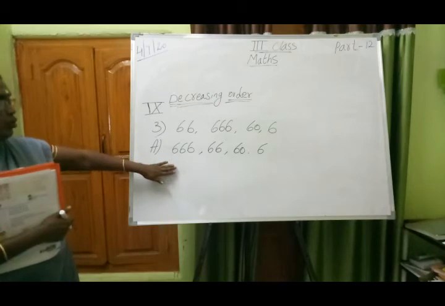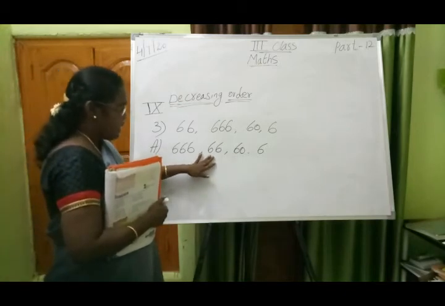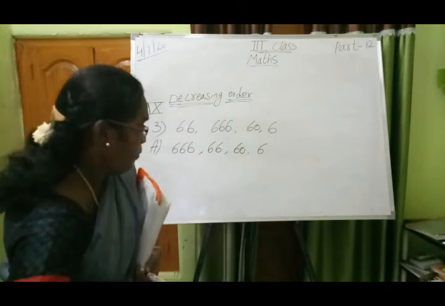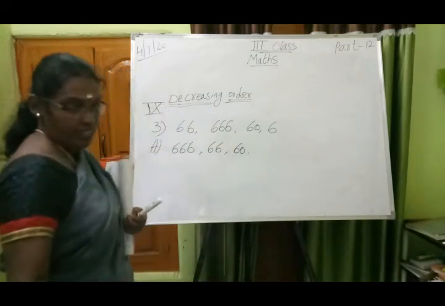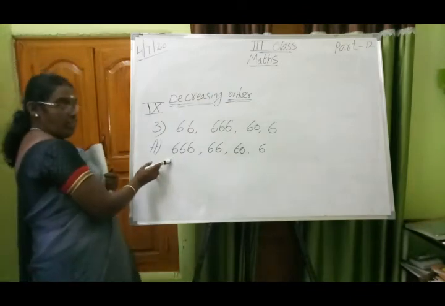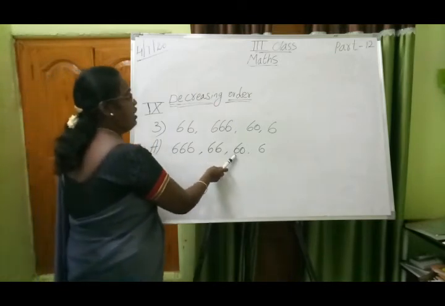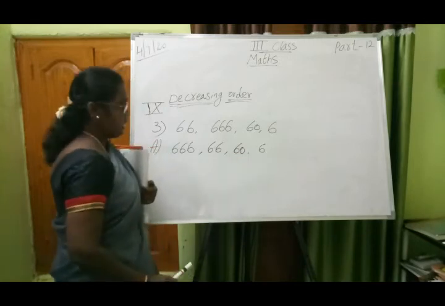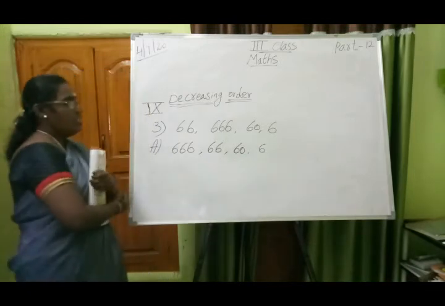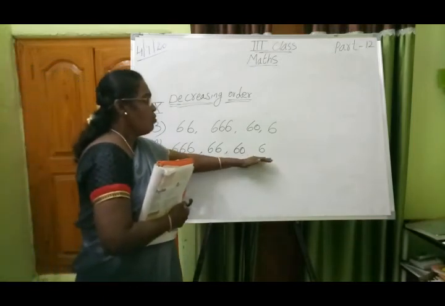Decreasing order, big number to small number: 666, 66, 60, 6. Do you understand, children, now? The 3 digit number will come first in decreasing order, because the 100s place is there. 666 is the biggest number. After that 66, after that 60, after that 6. Excellent. 666, 66, 60 and 6. This is for decreasing order, biggest number to smallest number.